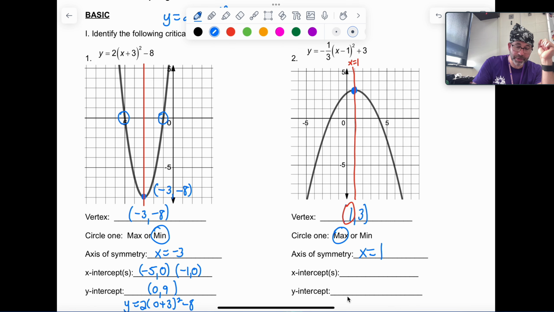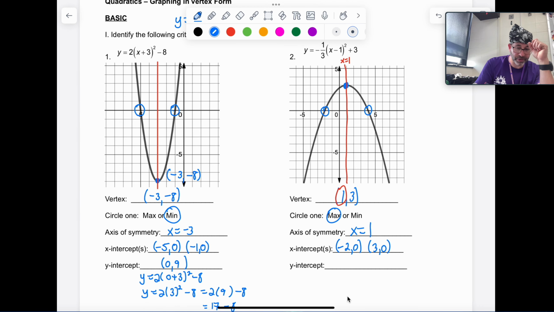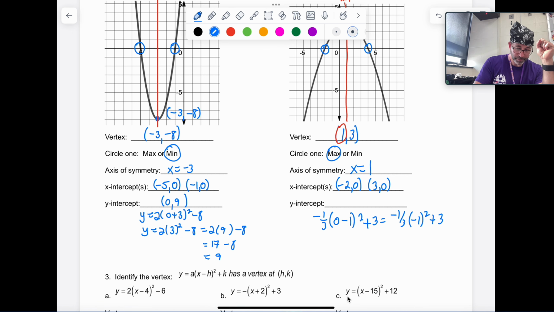The x-intercepts are going to be at negative 2, 0, and then 3, 0. And for my y-intercept, let's throw in a 0. So we're going to have negative 1/3 times (0 minus 1) squared plus 3. That means we're going to have negative 1/3 times negative 1 squared plus 3. That's going to be negative 1/3 times 1 plus 3. So this will be 3 minus 1/3, which will equal 2 and 2/3.